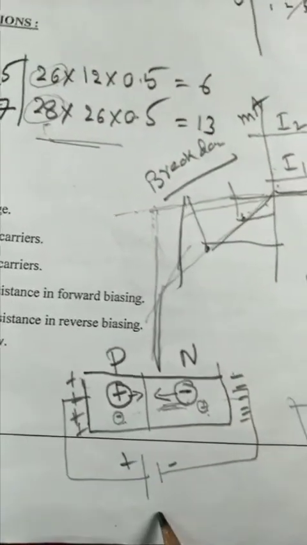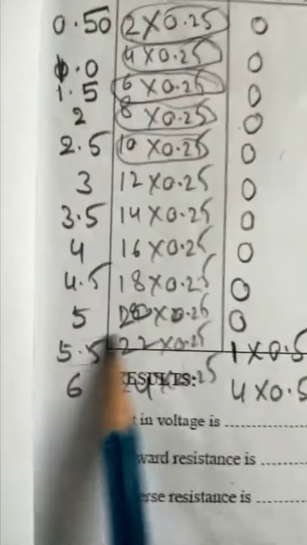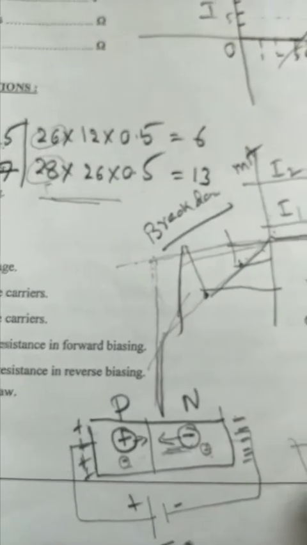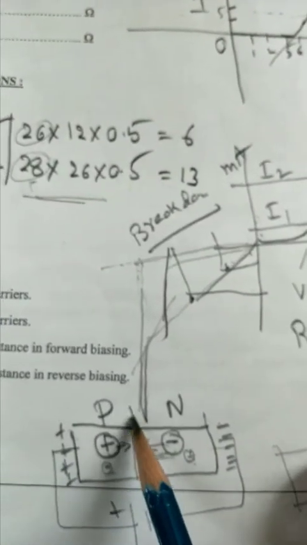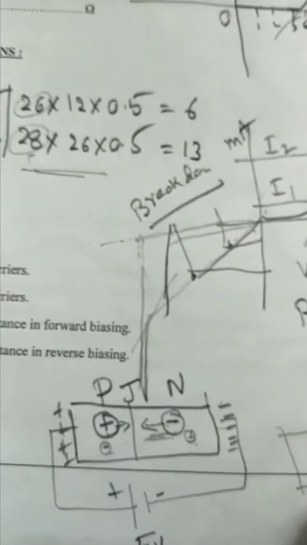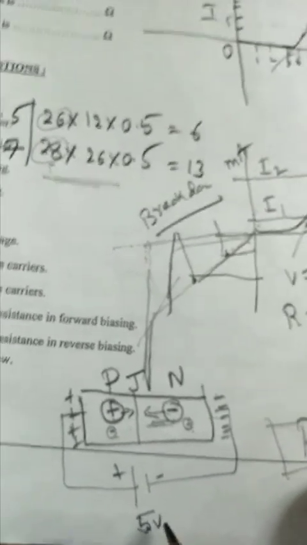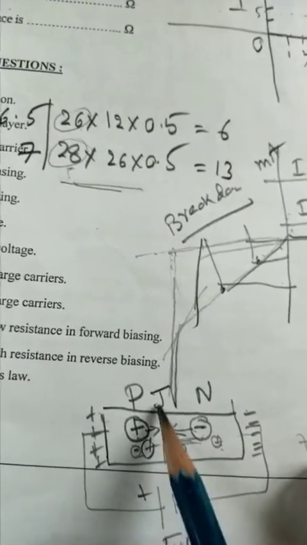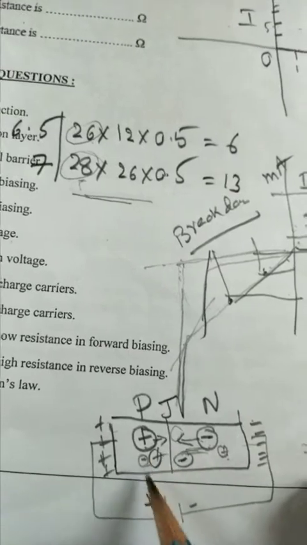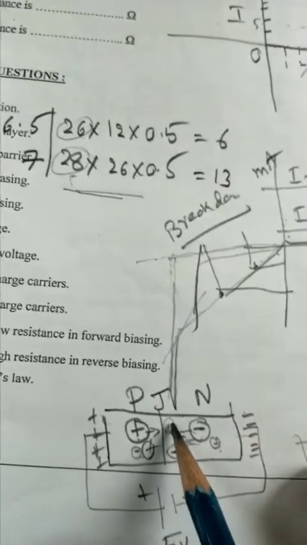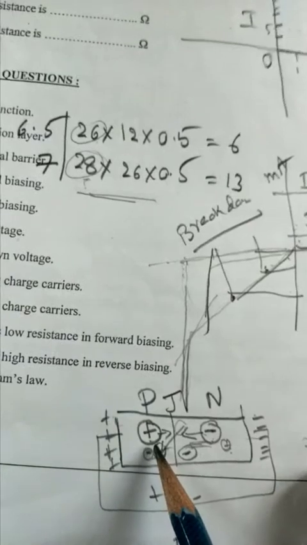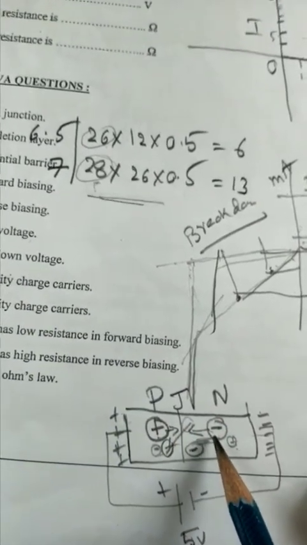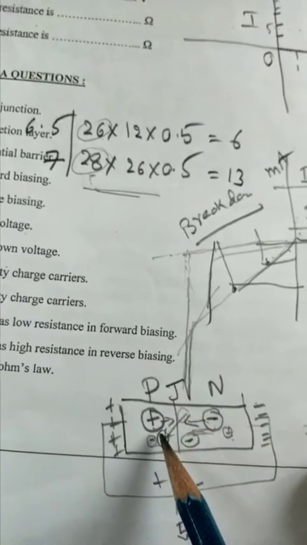Now we increase the voltage up to 5 volts, and the majority carriers will reach the junction. After that, as I increase to 5.5, the pressure of these majority carriers on the junction suddenly increases because they are stored near the junction, and suddenly the junction will break down. A whole bunch of positive charges will jump from here to here, and similarly a bunch of negative charges will move from here to here.